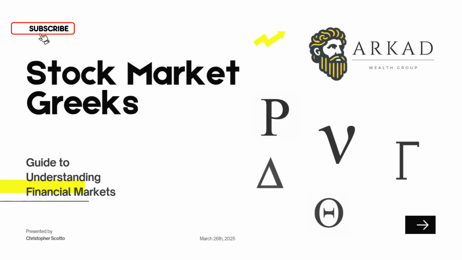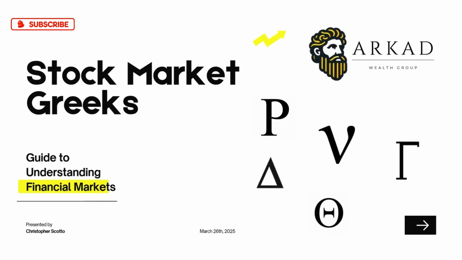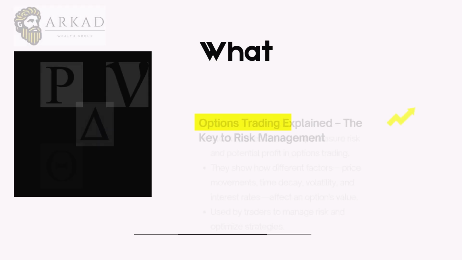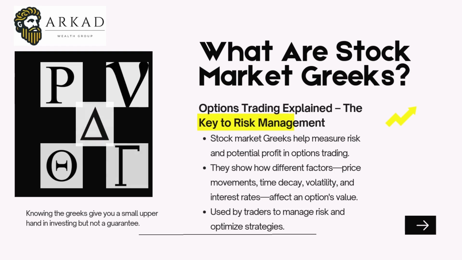Welcome to Arcade. In today's video, we're diving into the 5 essential stock market Greeks: Delta, Gamma, Theta, Vega, and Rho. Understanding these Greeks is crucial for mastering options trading and making more informed decisions. Whether you're just starting out or you're a seasoned trader, these concepts will help you manage risk and fine-tune your strategies. Let's jump right in, but first, let's talk about what exactly the Greeks are.